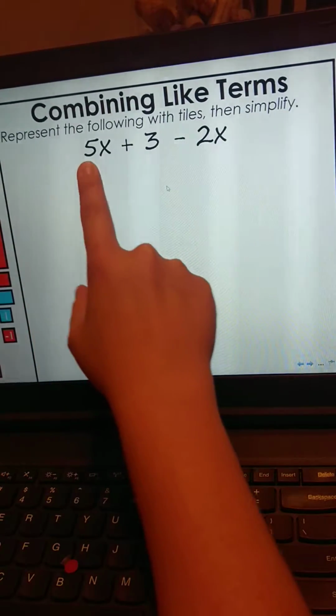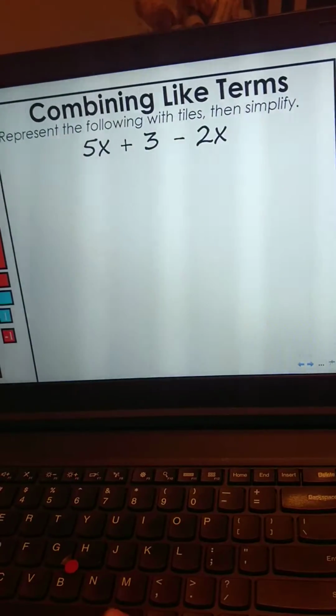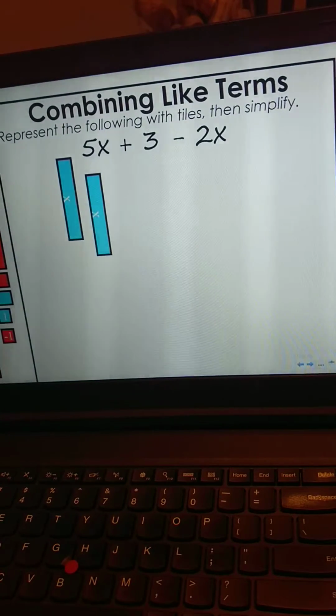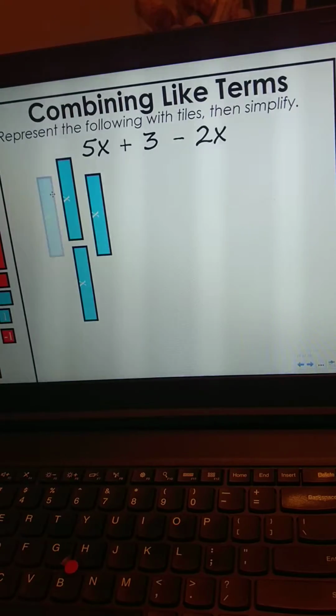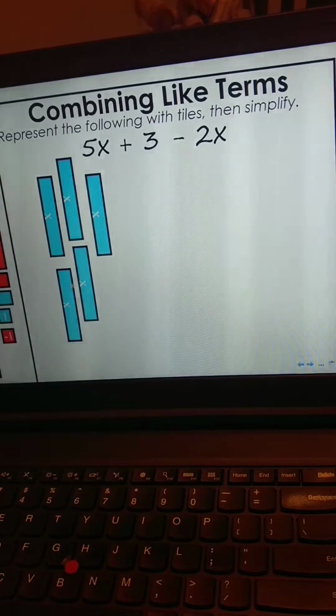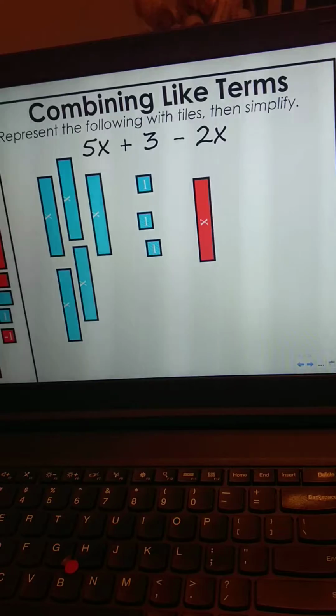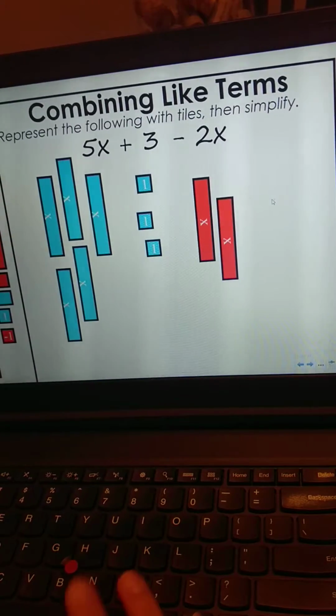So in this case, I have 5x plus 3 minus 2x. So since they're just learning it, I would go ahead and represent the tiles with it. So here's my 5x, my plus 3, and my minus 2x. And then I would start talking about, okay, well, let's see what we notice.